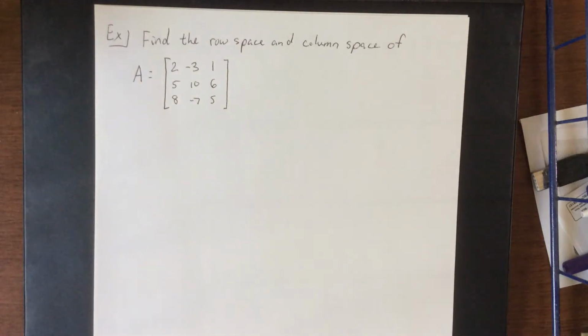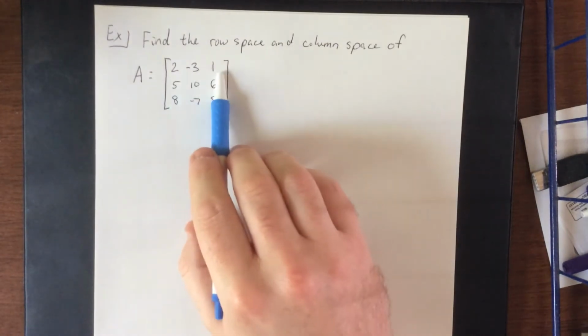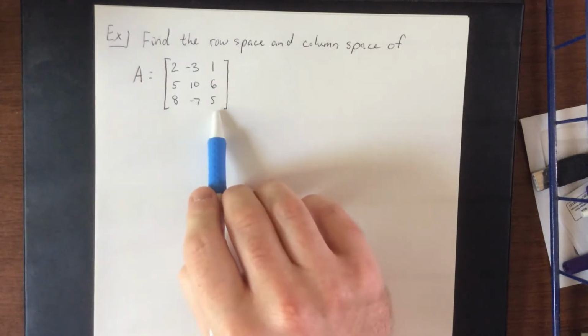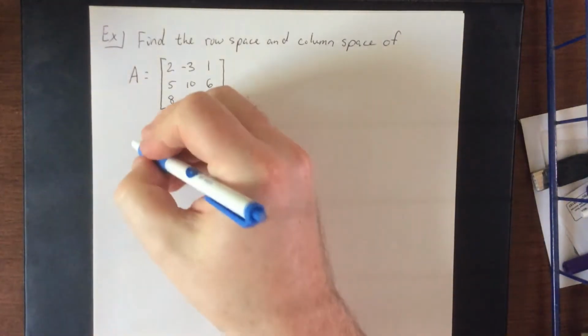In this example, we're going to look at the following 3x3 matrix. What we're going to try to find is the row space and the column space of the 3x3 matrix. A is equal to, first row, 2, negative 3, 1, second row, 5, 10, 6, and third row, 8, negative 7, and 5. Now with that in mind, there are two possible strategies.